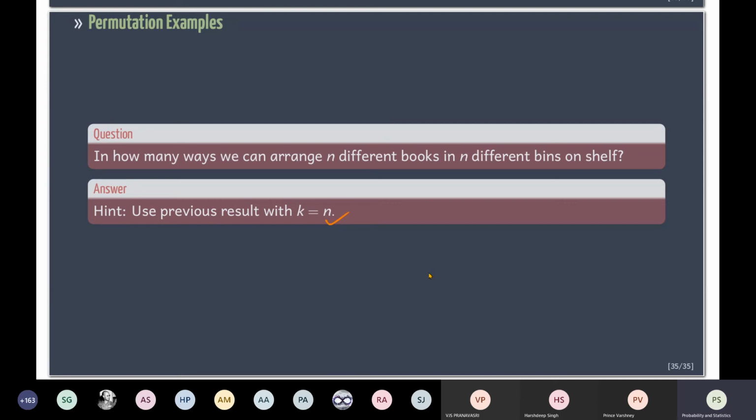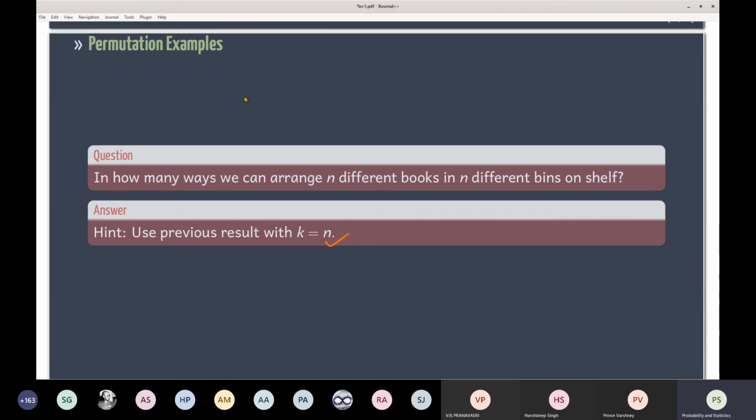So this was about permutation, which I could not finish in the last class. Now I will open the second lecture slide. Just hold on a bit.